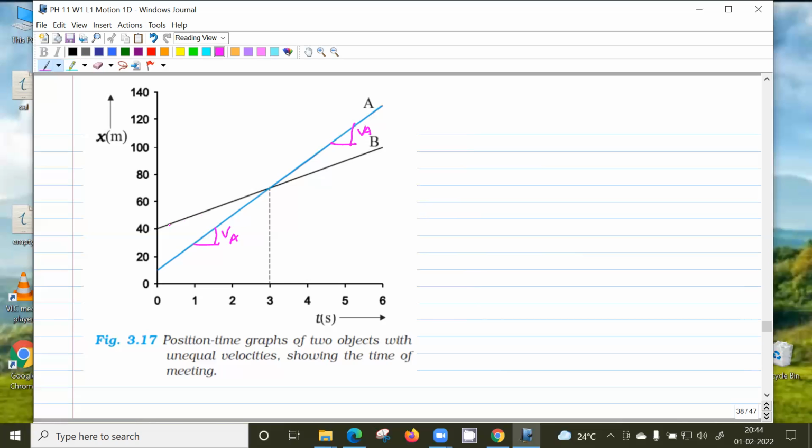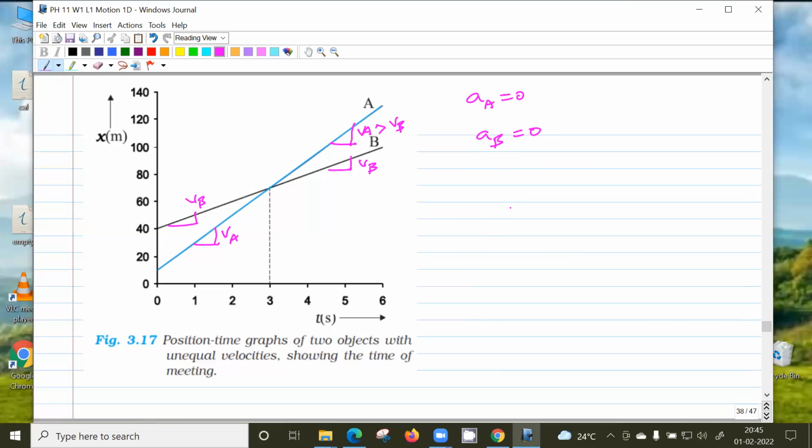And the velocity here is what? VB. It's the same throughout, and it's VB, but different from VA. Which one is more, VA or VB? VA is greater than VB. What about acceleration? Acceleration of A, what is the value? Zero. What about acceleration of B? Zero. So what is the similarity between A and B motion?